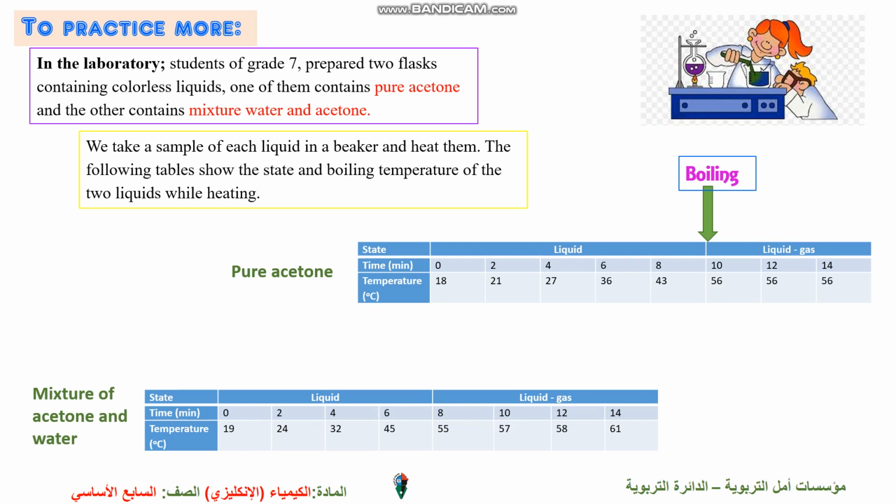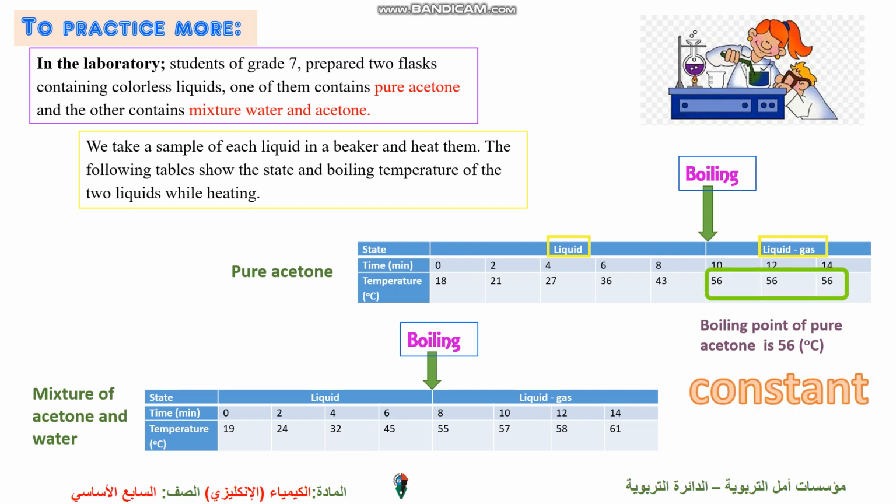They noticed that at time 10 the temperature is 56 and the pure acetone starts boiling, changing from liquid into gas. While the mixture starts boiling at 55.5 degrees Celsius, changing from liquid into gas. So the boiling point of acetone is 56 because it's the constant temperature, while the mixture of acetone and water does not have a constant temperature, it has a variable boiling temperature. So there is no constant boiling point of the mixture.